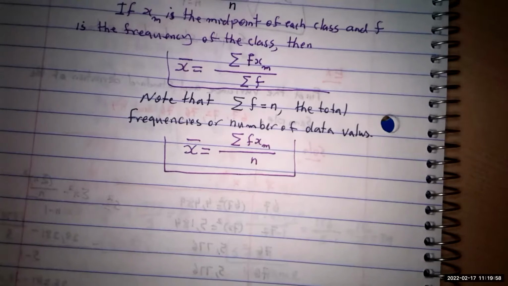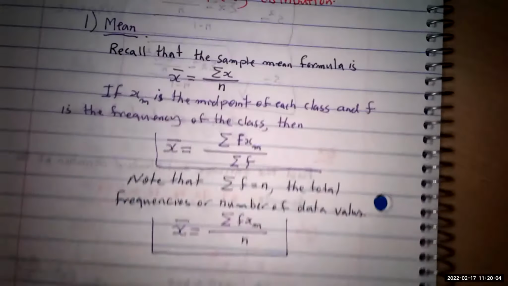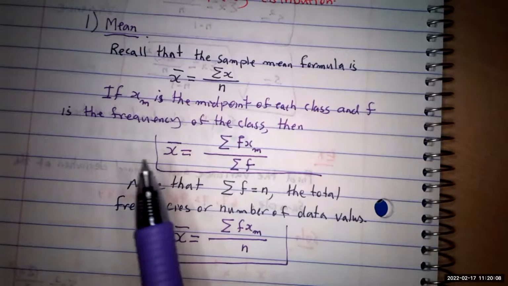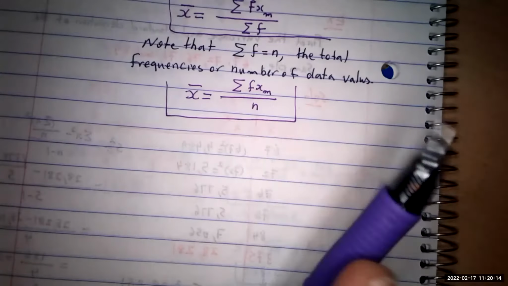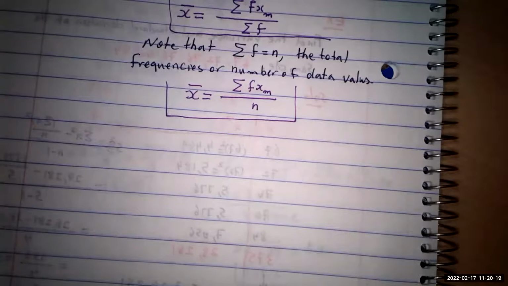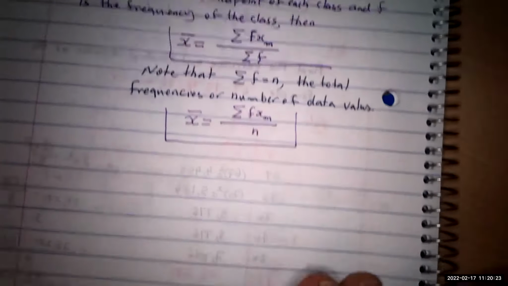Any question? You go to each class, and instead of X you pick XM. So you assume that all of them are the same: XM, XM, XM, XM. How many XM? It depends on the frequency of the class. And you add them together, they give X bar. Okay, any question?